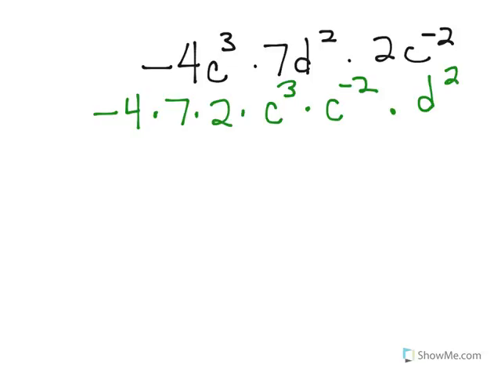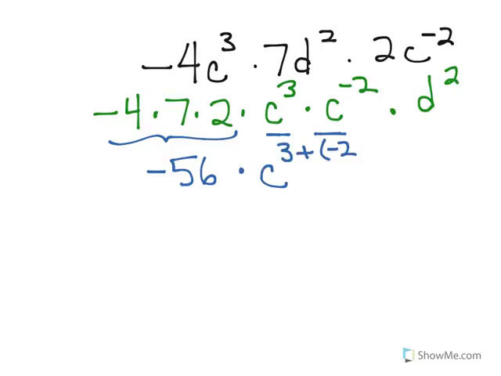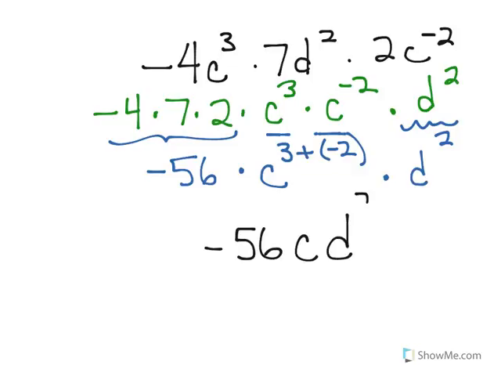So if I go ahead and multiply my coefficients, negative 4 times 7 times 2 is a negative 56. Here I have the same base of c, so I'm going to multiply times c and add the exponents, 3 plus a negative 2. And now I have a different base, so I'm going to have to keep that term separate, times d to the 2nd. So in simplest form, this becomes negative 56 c to the 1st times d to the 2nd.